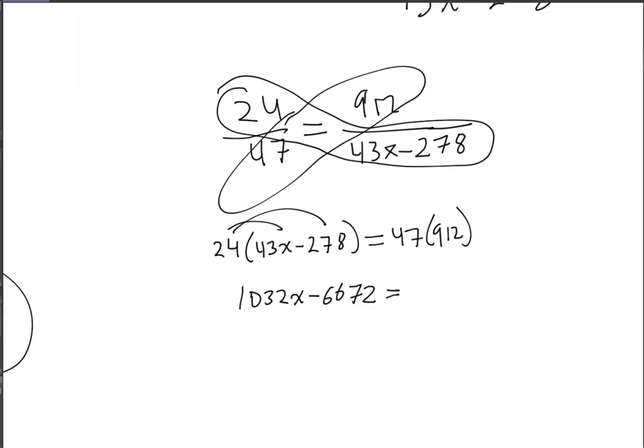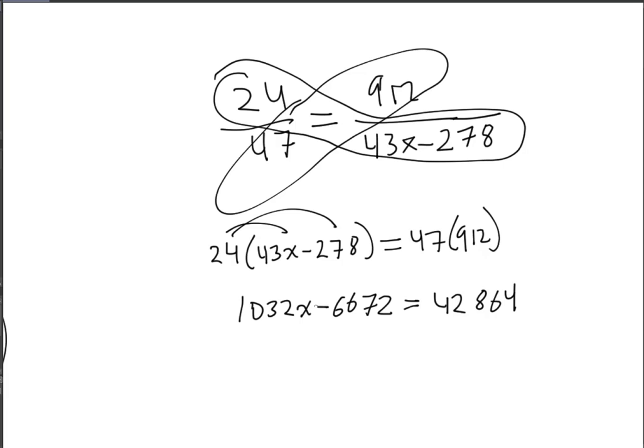Whoa, that's a large number. 42,864. I wonder if I typed that in right. If I don't get the right answer, then I probably typed that part in wrong, but I'm going to go with it. So, all right, at this point, I just am going to add 6672 to both sides, right? Add 6672, right?